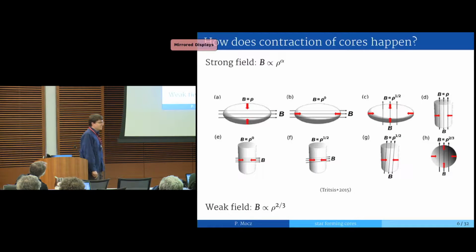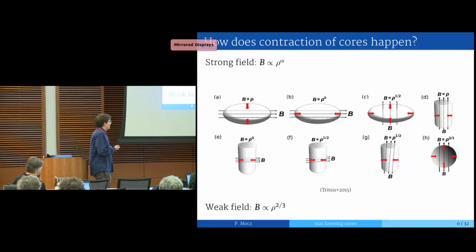So we can ask, how does the contraction of these cores happen? And we've heard a lot of debate at this conference about studying how the magnetic field scales with density. Usually you can assume some power law, and depending on the degree of anisotropy of the collapse, you can have a scaling that ranges between 0 and 1.